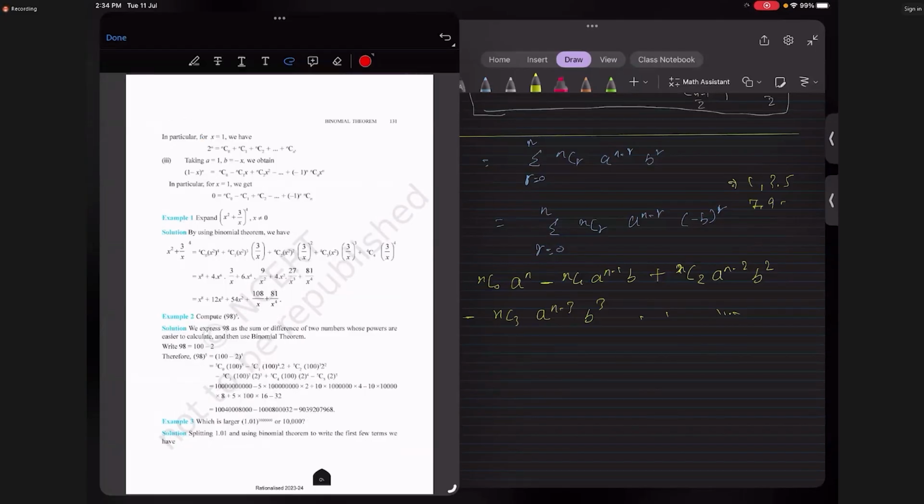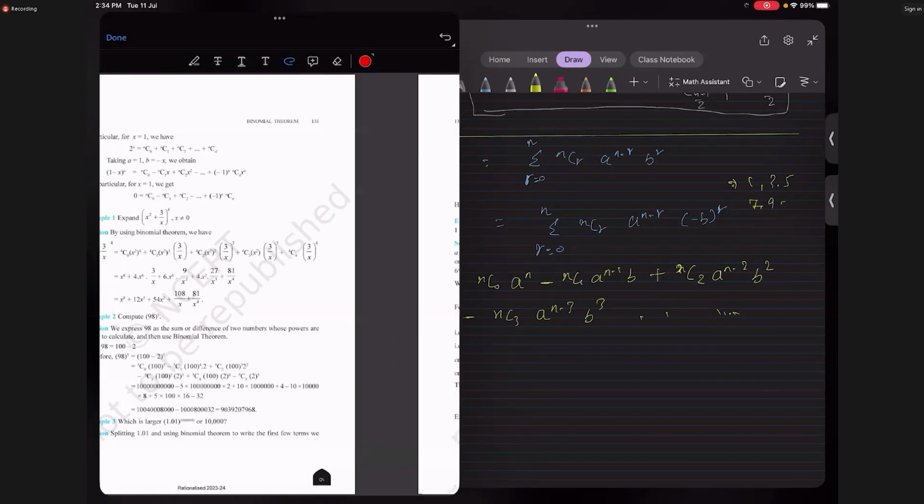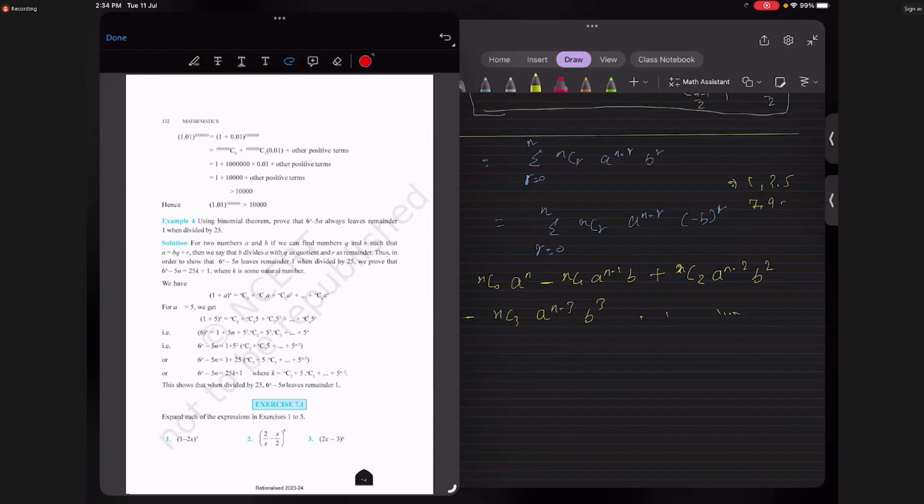There are some smaller applications of this binomial expansion, like you can see in this example, which is the larger value. So here they just converted this 1.01 as 1 plus, and by binomial expansion we can compare which one is greater. Okay, so these are some applications that will be seen in this chapter as well as in the exercise part.